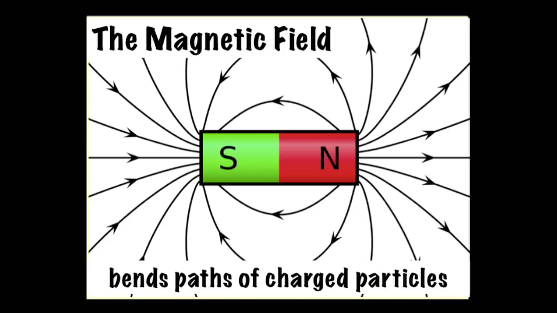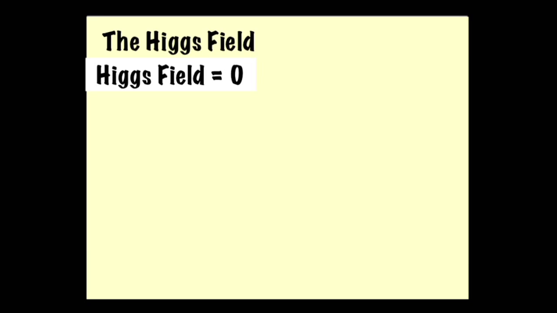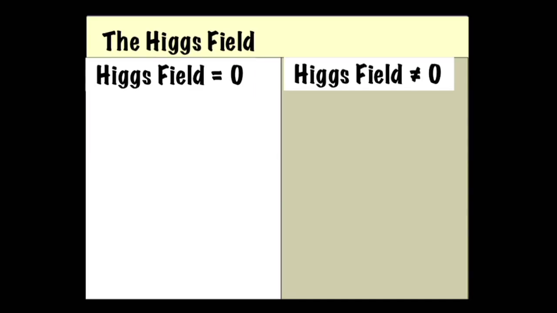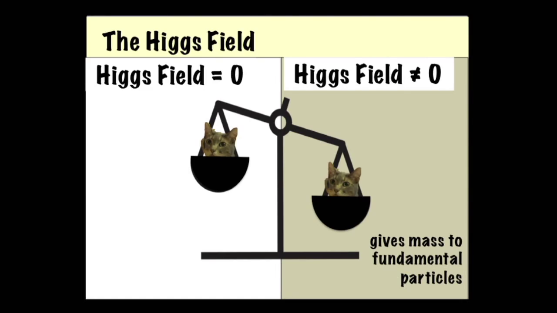Well, the Higgs field is another field, and if the Higgs field is zero, that means that particles like electrons and quarks don't have mass. So as I said, they travel at the speed of light through the universe. But if we turn the Higgs field on, then something happens. All of a sudden, things get mass. So on one side, we're over here where there's no Higgs field, fundamental particles have no mass. But over here, they do have mass, and so the cat is heavy. The fundamental particles have weight because they have mass. And so if we are in a place where the Higgs field isn't zero, then fundamental particles get mass.